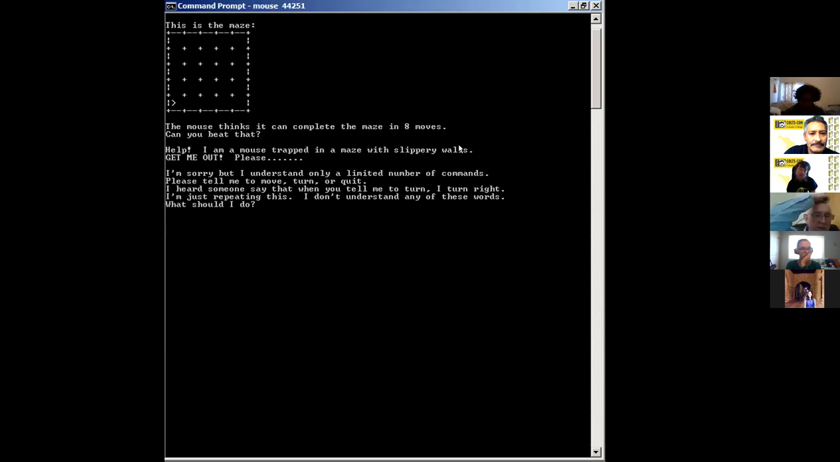So the poor mouse says, "Help, I'm a mouse trapped in a maze with slippery walls." So he can't even climb up the walls. All he can do is go where you push him. And so it says, what should I do? Please tell me to move or turn or quit. At this point you would be typing, but now I guess it's just gonna have to be me. But we'll pretend my fingers are connected to your brains. So if somebody can tell me what to do, we'll start out here. Get this mouse out.